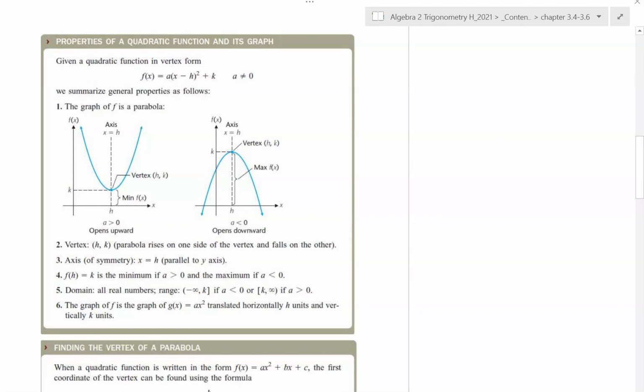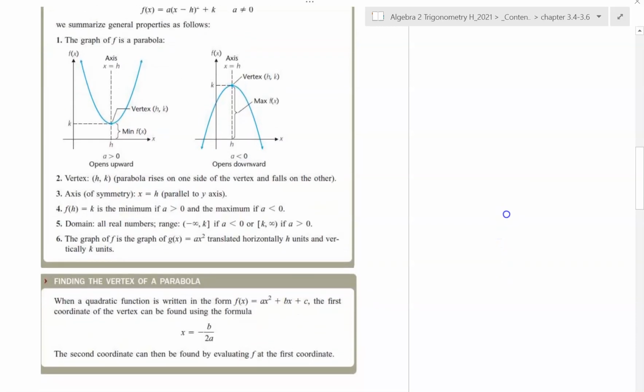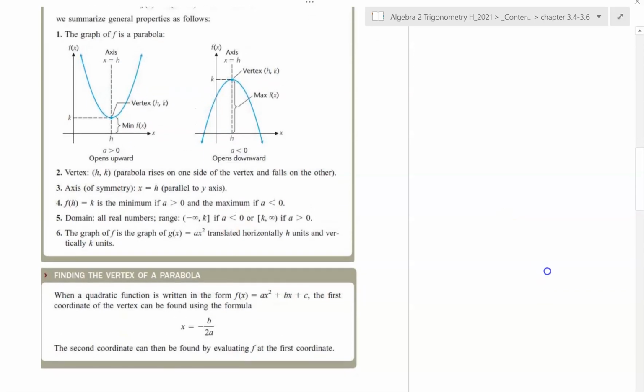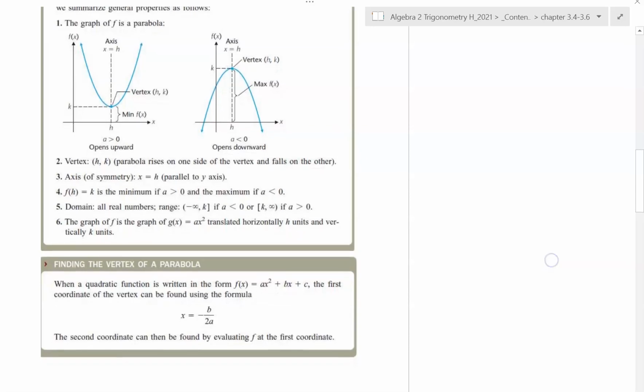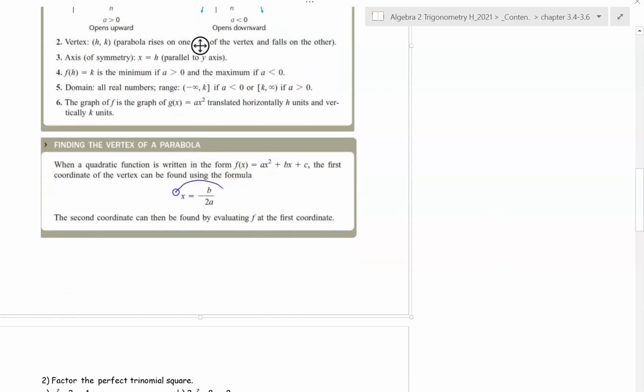Notice sometimes a quadratic has a maximum if it opens downward. Sometimes the quadratic has a minimum if it opens upward. Notice that we have our vertex (h, k). We have our axis of symmetry. Notice we have our domain, all real numbers. And you could think about the range depending on if there's a maximum or a minimum point. This is important for us to remember: if you want to find the x coordinate of the vertex, it is the opposite of b over 2a.